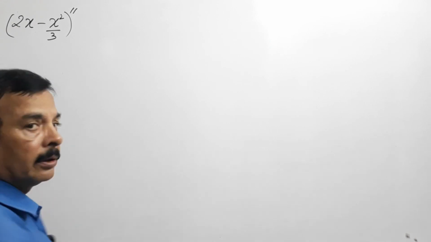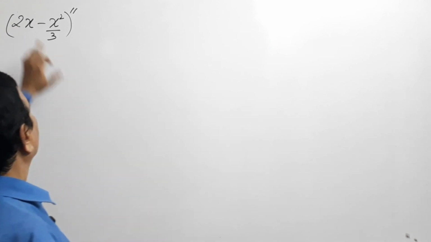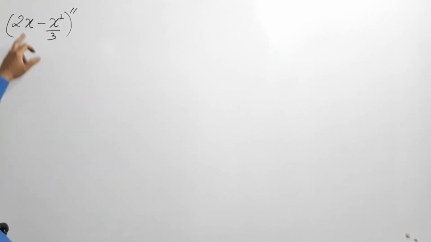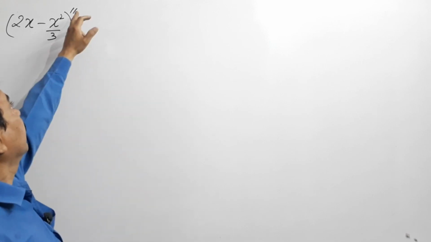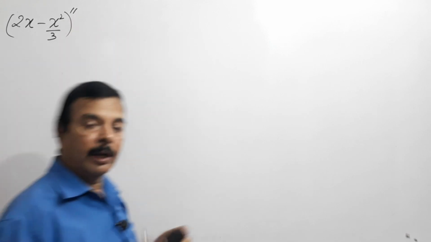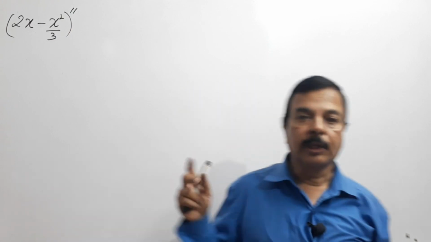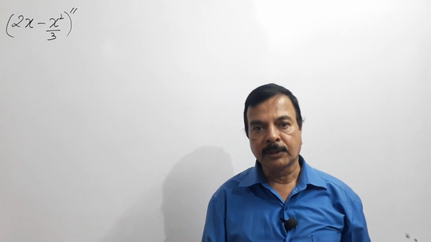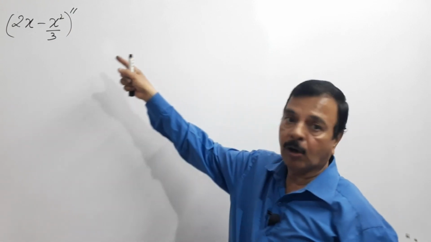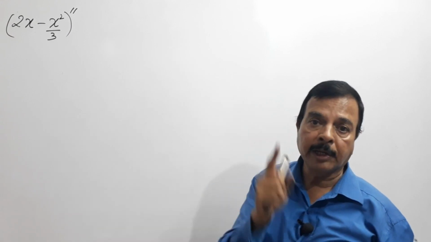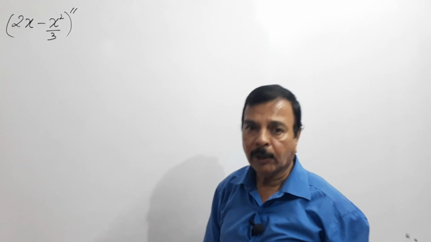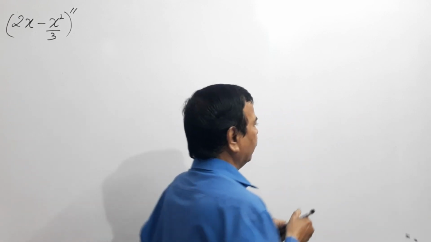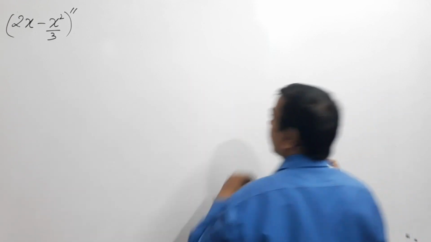So students, we have one more problem: (2x minus x squared by 3) to the power 11. Here remember n is 11. When n is odd there should be two middle terms; when n is even there will be only one middle term. So just for your sake, let us see the number of terms.